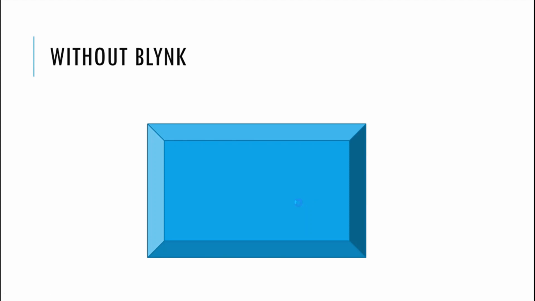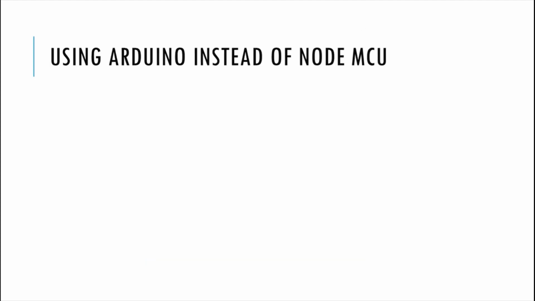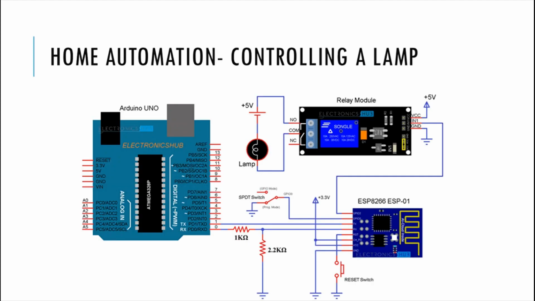Now, without Blink, I will show you a very simple way of writing this code, the simplest it could possibly get. I will put this code up on the comment section so you can refer to it later. And using Arduino instead of Node MCU, I've already told you that a separate Wi-Fi module could be connected to your Arduino to use it instead of fixing on a completely new device like a Node MCU. This is the basic circuit to control a lamp using Wi-Fi.